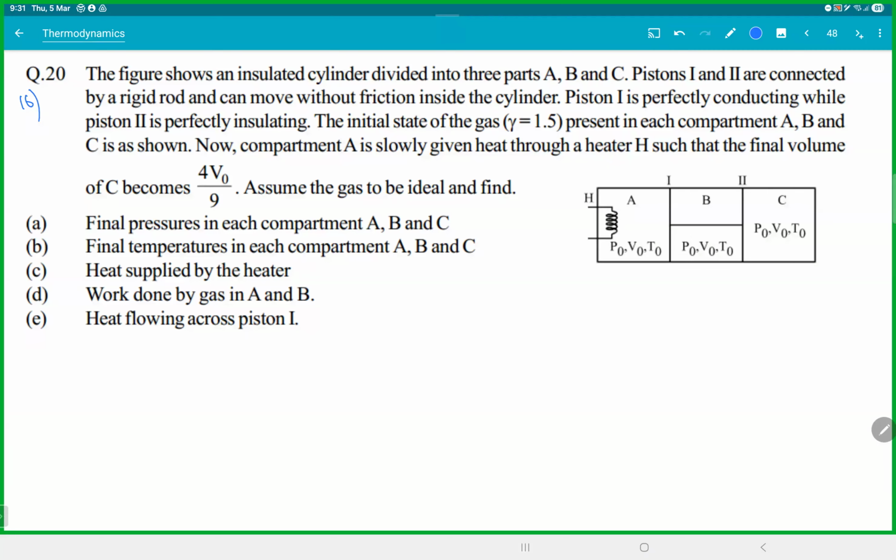Sit straight, everyone. Don't lean down. Don't support your head and everything. Read the question. It's a big one.